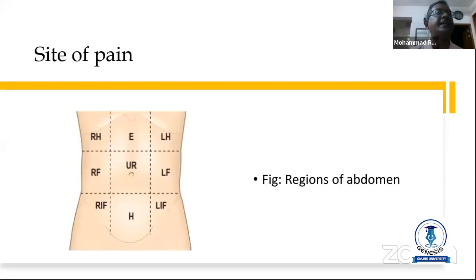The abdomen is divided into 9 parts: right hypochondrium, epigastrium, left hypochondrium, right renal, left renal, umbilical area, right iliac fossa, left iliac fossa, and hypogastric area.